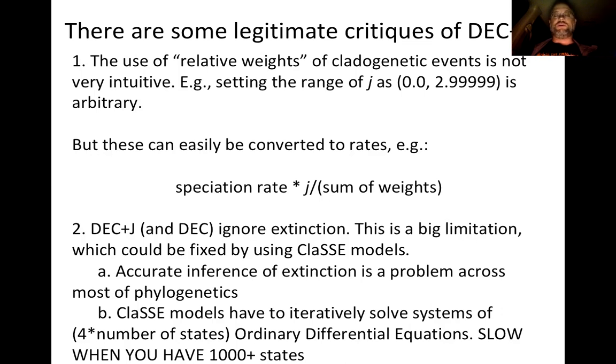This is a big limitation which could be fixed by using ClaSSE models. But there are some big hurdles here. One is that accurate inference of extinction is a problem across most of phylogenetics. It's a huge problem to accurately infer extinction, even if you have a model that can include it. And secondly, the ClaSSE models have to iteratively solve these large systems of ordinary differential equations. The biggest one I've ever seen is about 50 states, but often in biogeography we have about 1,000 or more states. So there's a huge technical hurdle to cross there. My lab is working on it. We may get progress there, but it's quite a challenge.